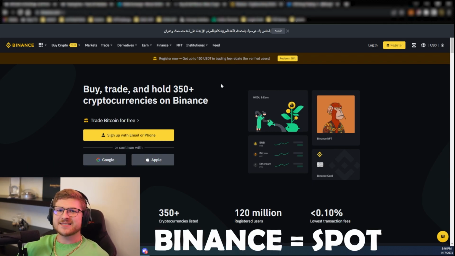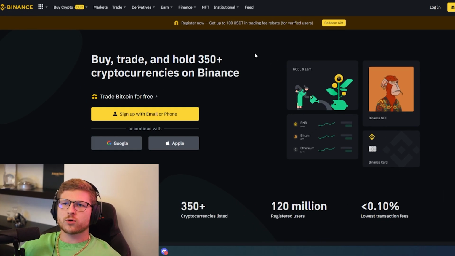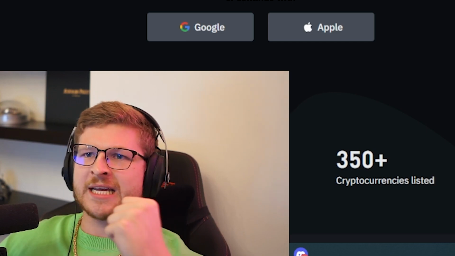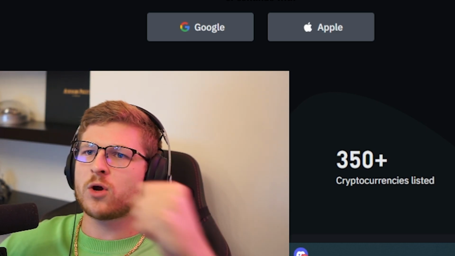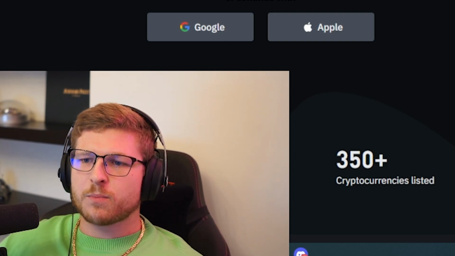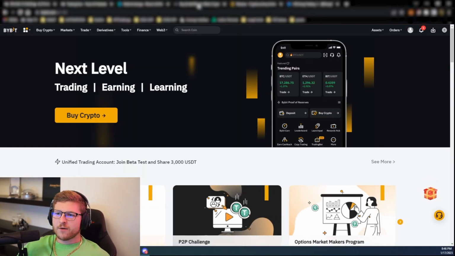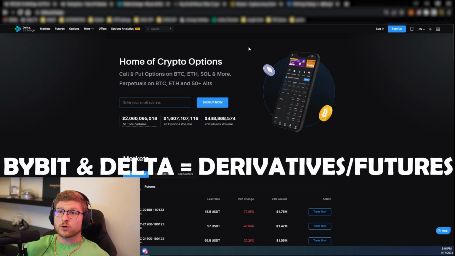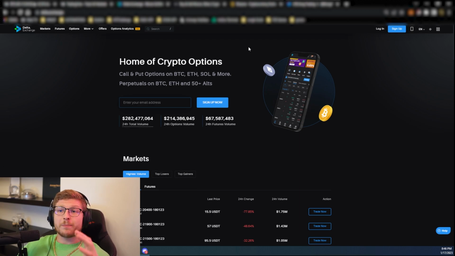For example, Binance I use to buy spot cryptos. That means the actual cryptos that you own and can send, the actual Ethereum, the actual Bitcoin, the actual Litecoin. This is where I buy the spot holdings. Bybit and Delta, those are exchanges that are doing derivatives trading and futures trading. That means you're buying contracts and you're able to trade on leverage very, very easily and with a high volume.